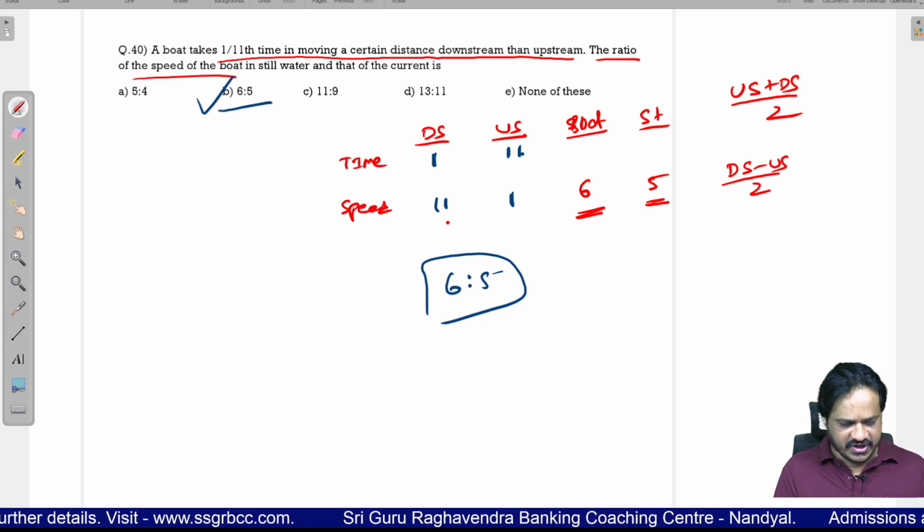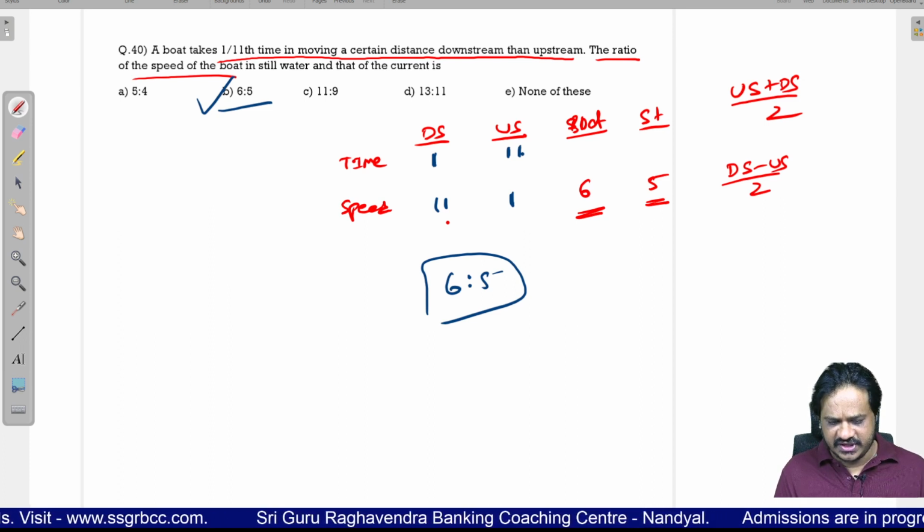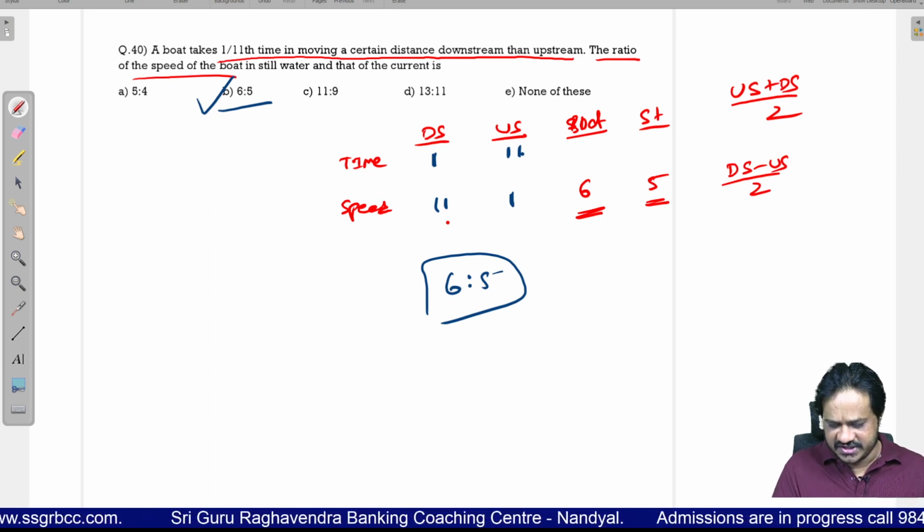So with this we completed the quant. Next class we will discuss about reasoning in this paper.